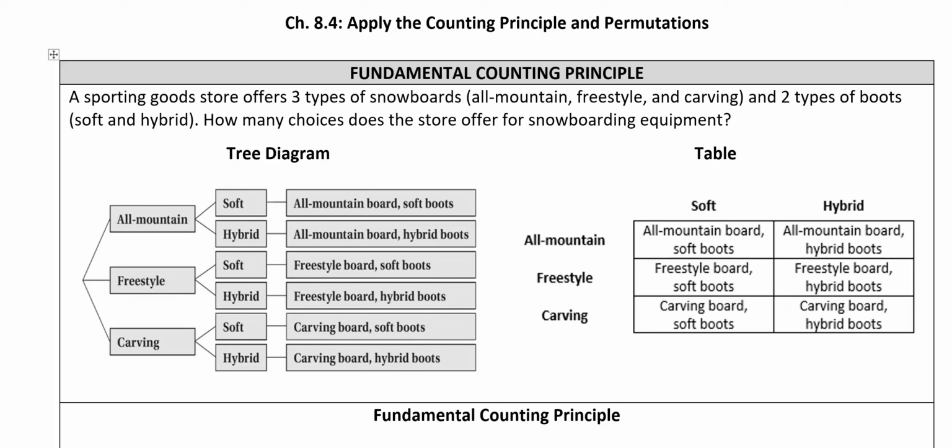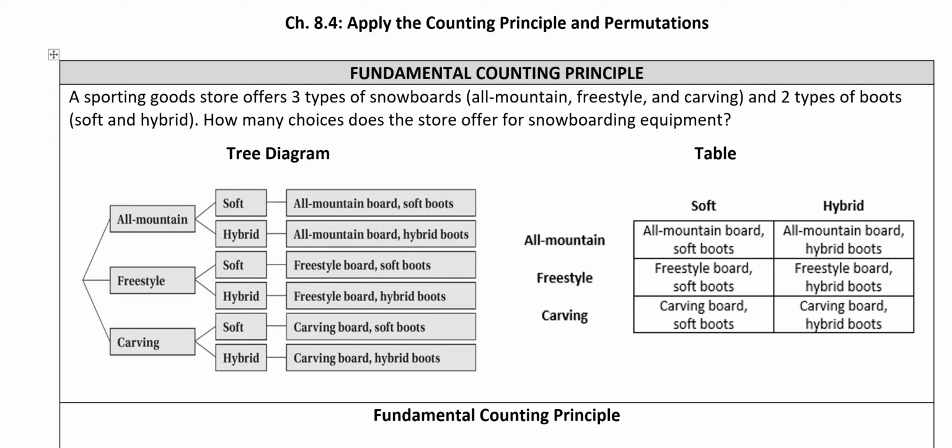All right, guys, in this lesson, we're going to talk about applying the counting principle and then permutations. So let's start with the fundamental counting principle. Let's look at an example. We have a sporting goods store that offers 3 types of snowboards and 2 types of boots. How many choices does the store offer for snowboarding equipment?